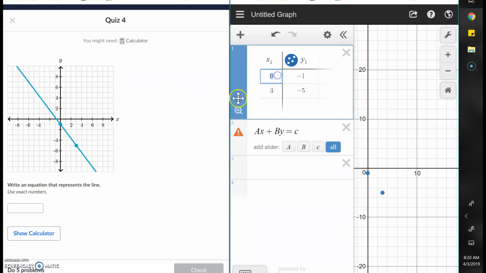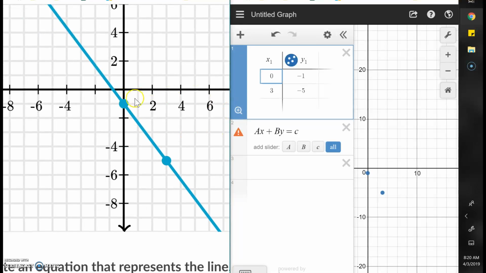So we got 2 points. Let's go ahead and punch those points in. The first one is 0 for x, -1 for y. The second point is 3 for x, -5 for y. Make sure you pay attention to that.